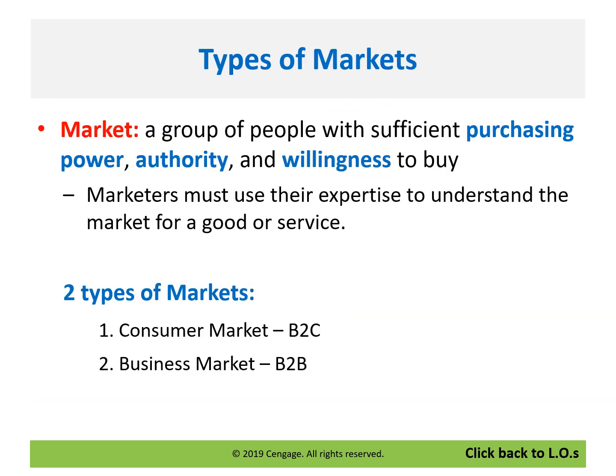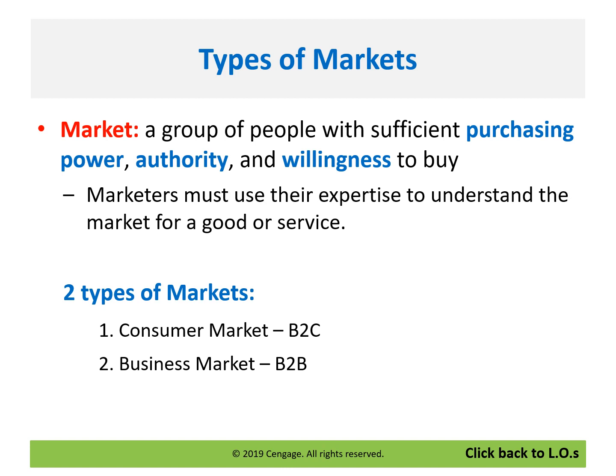So, what is a market? A market refers to a group of people with sufficient purchasing power, meaning they have the means, the money, and they can afford to buy. The authority, meaning they have the power to decide to purchase or not. And the willingness to buy, meaning that they have the desire and the readiness to purchase. Marketers must use their expertise to understand the market for a good or service.